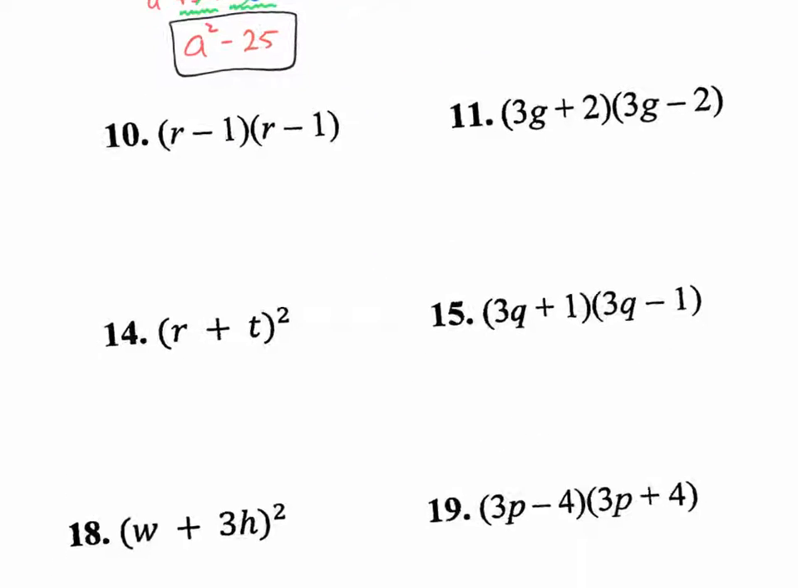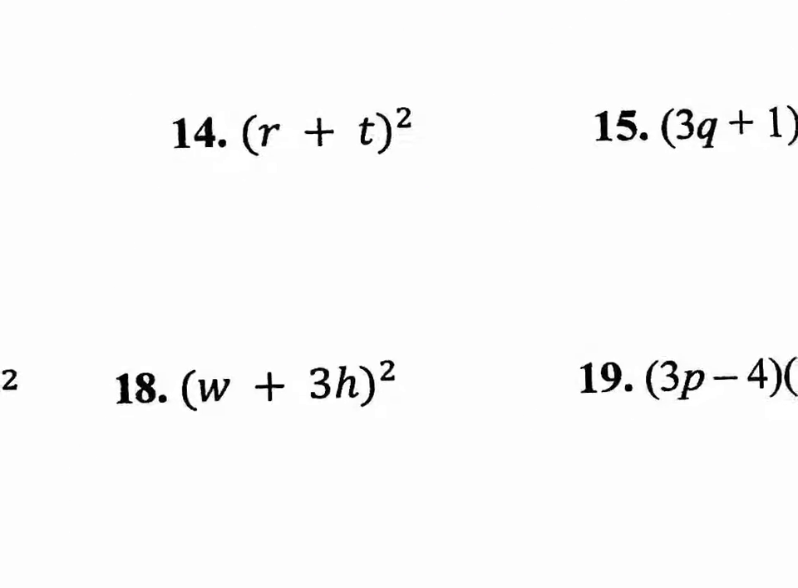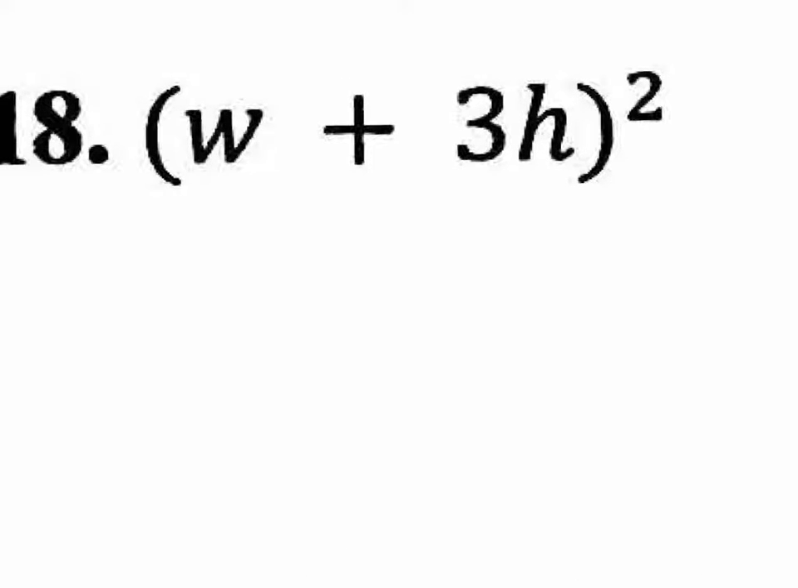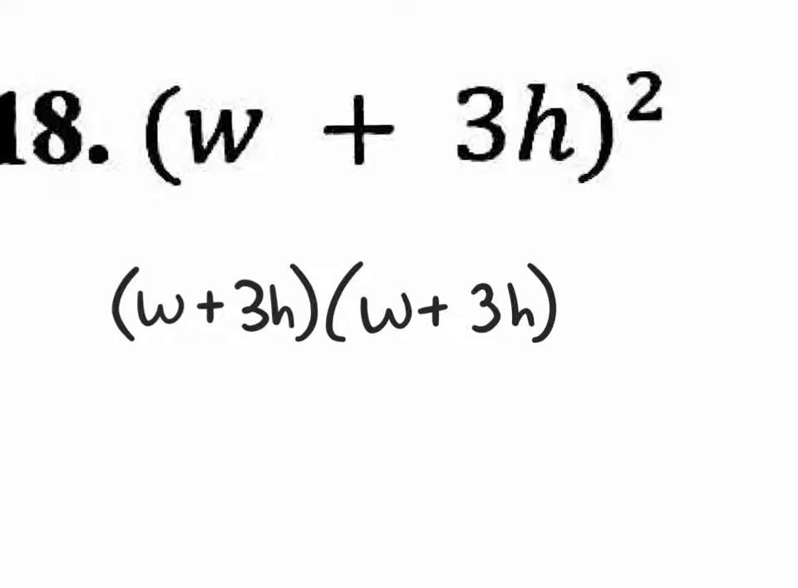Number 18. Let's write that twice. So there it is. W plus 3h to the second power is that base, w plus 3h, times itself. W plus 3h times w plus 3h. And once again, we're just going to distribute. And again, I want to see all the work.